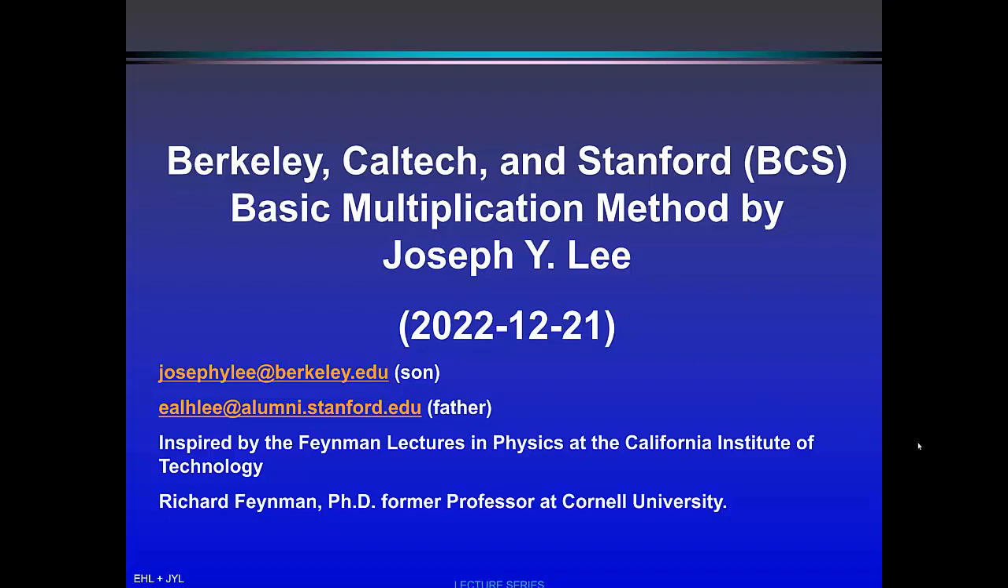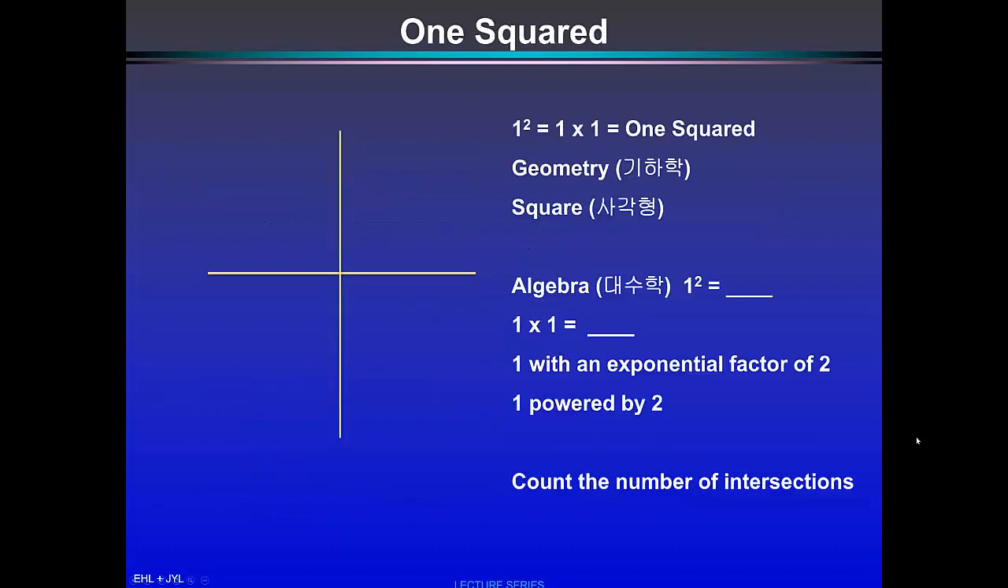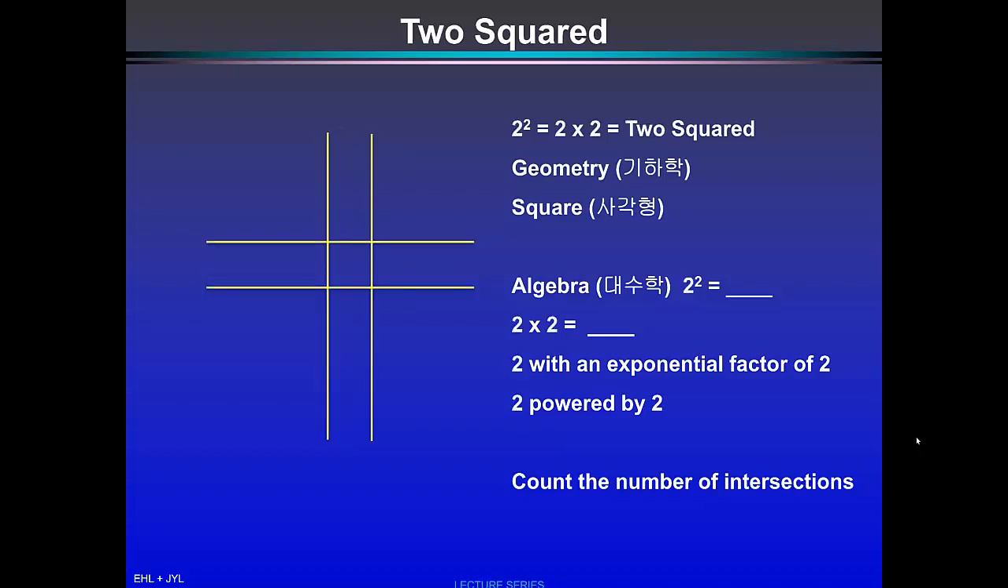And now let's begin. So what is 1 times 1, or 1 squared, which gives you the geometry of a square, a square dot per se, and 1 times 1 is 1. So you basically have one horizontal line multiplying one vertical line, and you calculate one intersection.